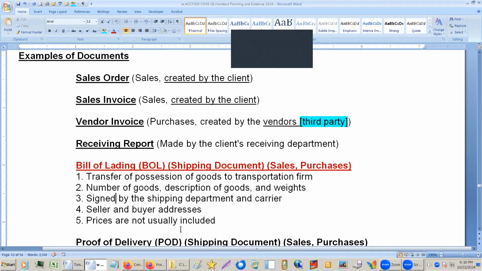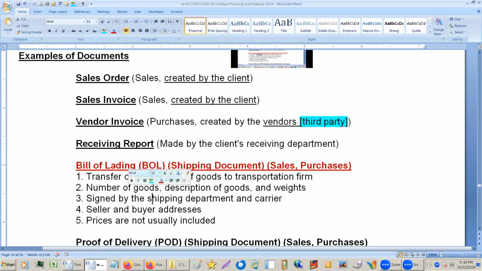So this is kind of an agreement that we put this on the truck. You have possession of it. You don't have title to it for the trucking company, but that you're taking possession of it. So it transfers the possession of it. And it has this description of what it is, signed by the carrier in the shipping department. They'll have the seller and buyer's addresses, and the prices are usually not included, they're usually not necessary. If something gets stolen or something like that, then they'll work out what the value of those things were. But the bill of lading usually is just a list of things that are put on the truck.